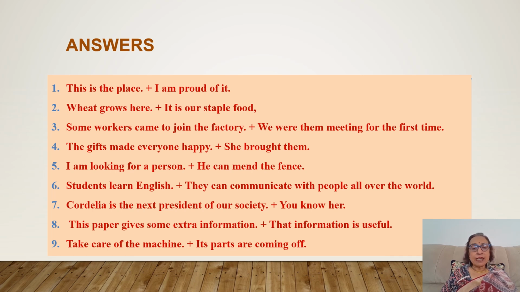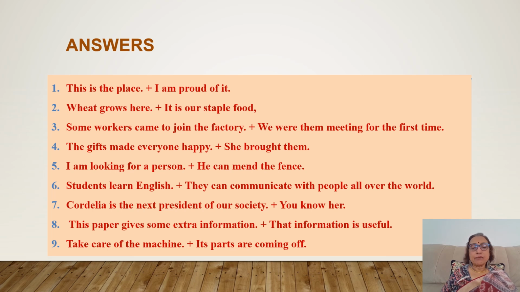Then you have Cordelia is the next president of our society. You know her. These are two sentences. Cordelia and her are repeated. No other form. You is not there. Next president. The president refers to Cordelia only. Society is not there. So the repetition is Cordelia and her. You have to replace by saying whom, because her is the object where you're removing is the object. So you say Cordelia, whom you know. Put the second sentence first.